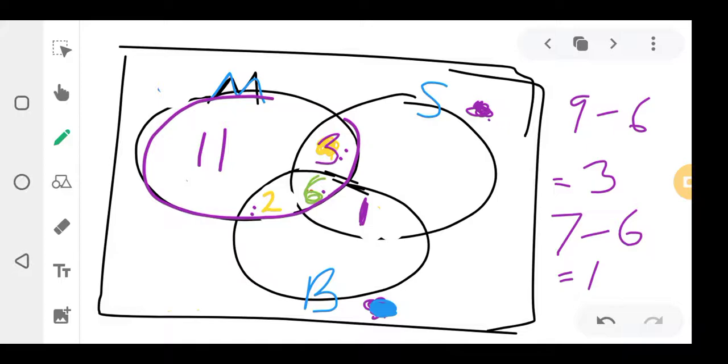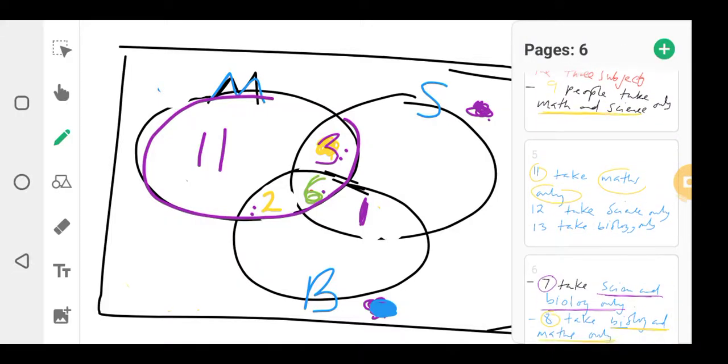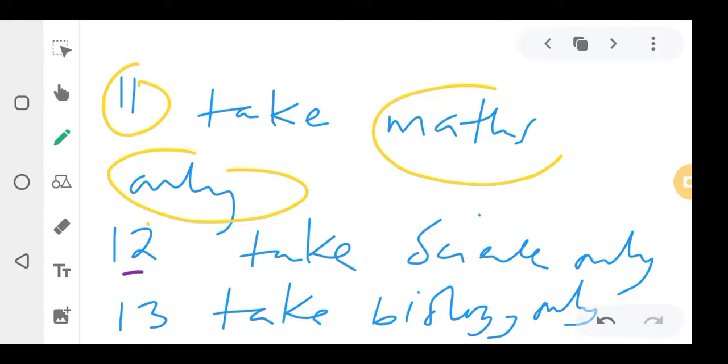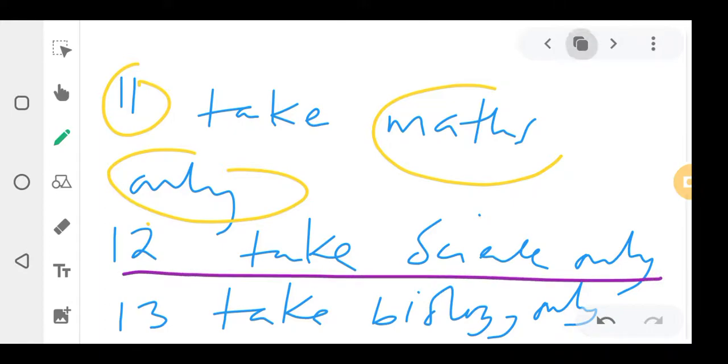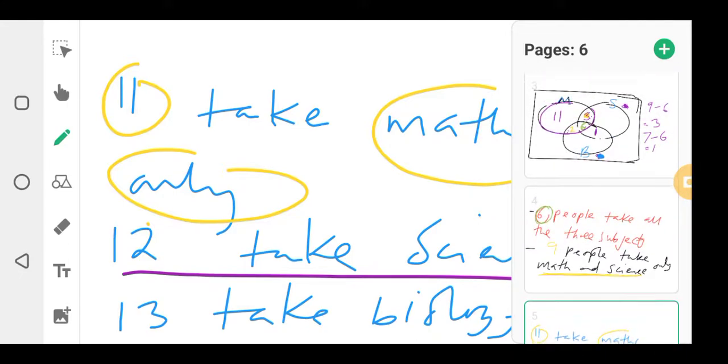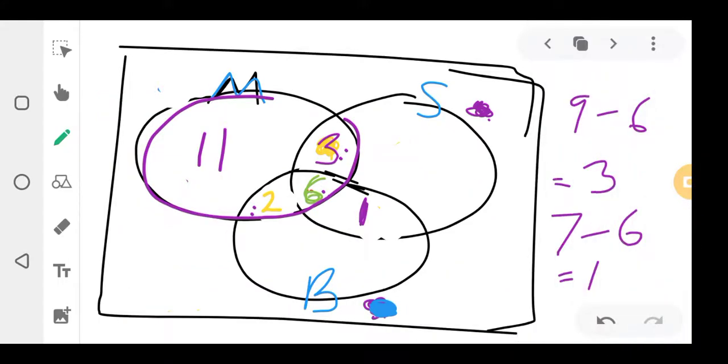So 11 took mathematics only. How many took science? 12 took science only. So you go to the circle for science. Where's the circle for science? It's 12. You put 12 there. So the ones who took science only, I repeat, only, means 12. But if they said science and didn't put only, they mean all these, meaning 3, 6, 1, and 12. But they said science only. That's why the 12 is here.